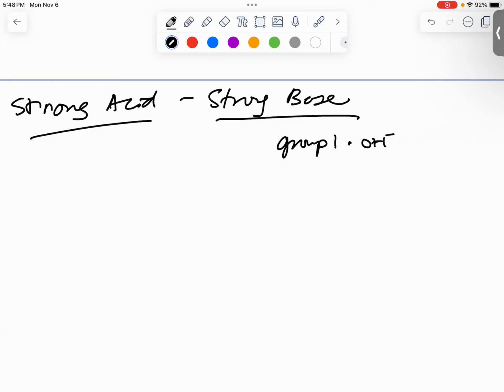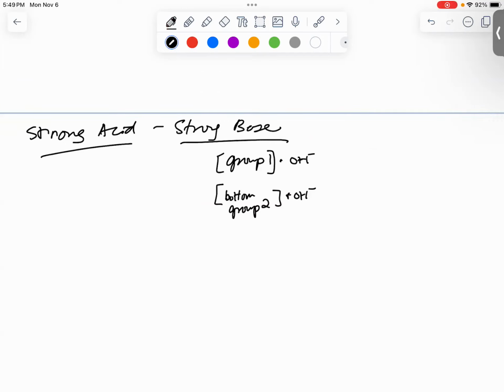With hydroxide. And also some of group 2. Yeah. Ammonia is going to be a little bit interesting. Oh, yeah. Strong bases. Oh, and then the bottom group 2 elements. Yeah, so bottom group 2, excluding magnesium. So anything from calcium and below, that would work. Okay, those are the strong bases.